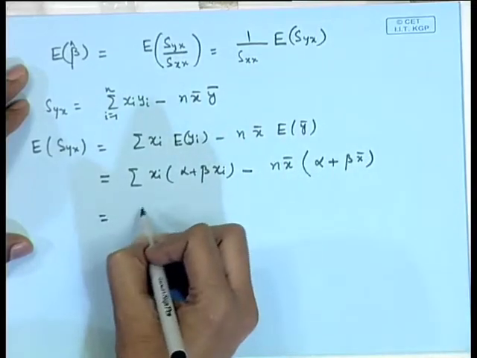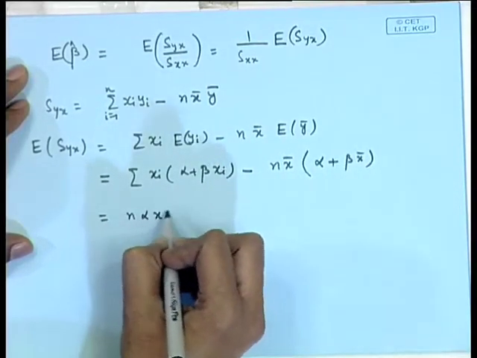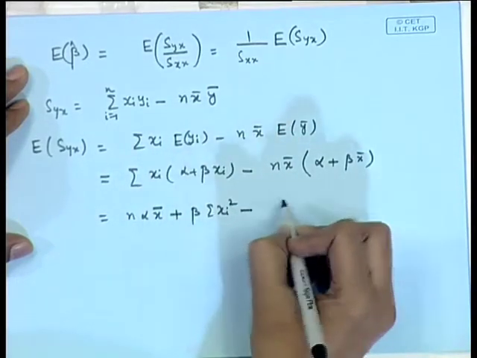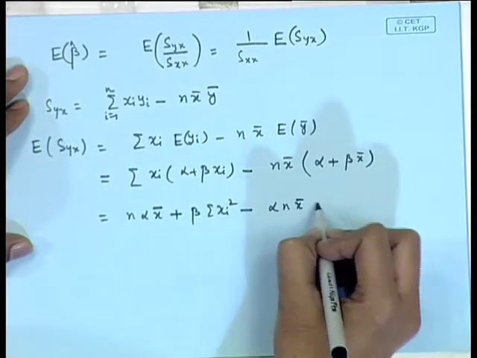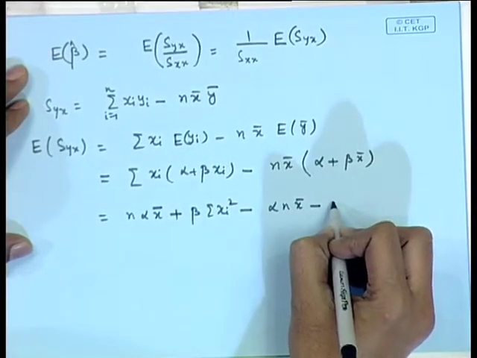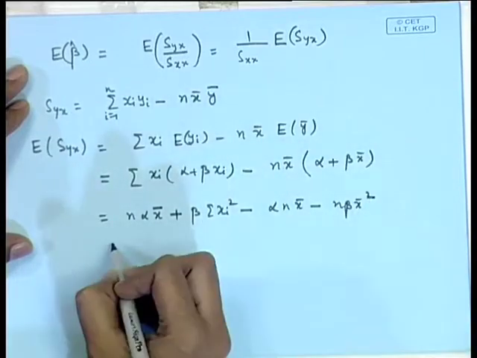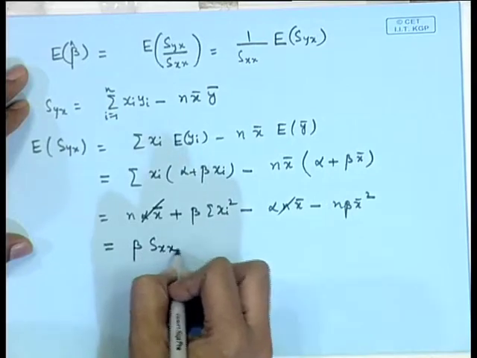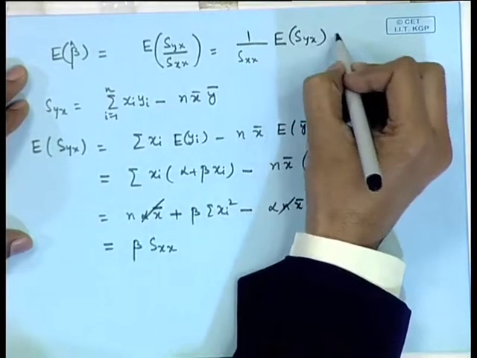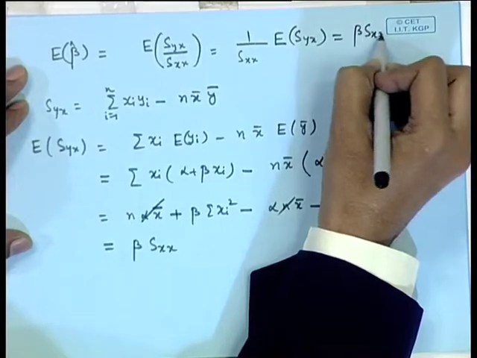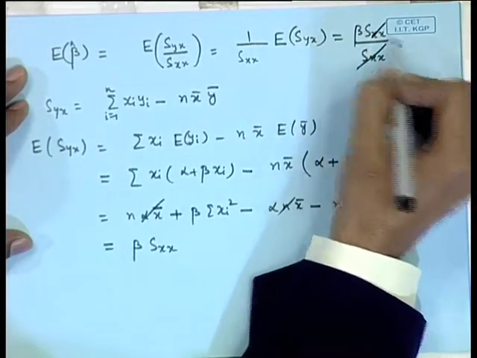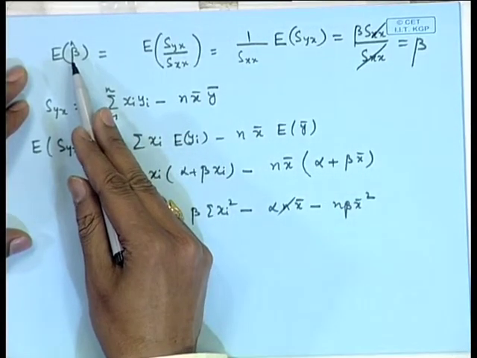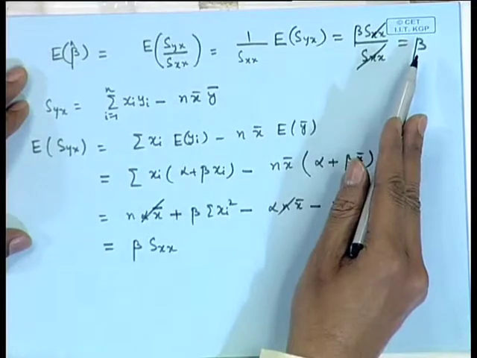So, this term after simplification becomes n alpha x bar plus beta sigma x_i square minus alpha n x bar minus n beta x bar square. So, this is becoming beta S_xx. If we substitute this value here, I will get beta S_xx by S_xx, which cancels out, that is equal to beta. So, this beta hat, the least square estimate of beta, is an unbiased estimate for beta.